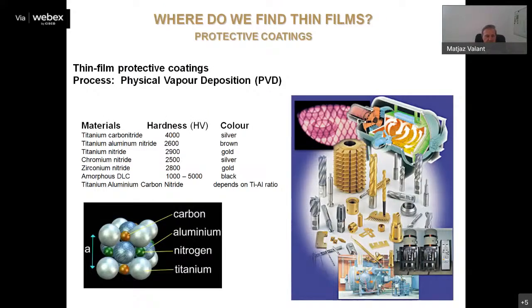Then we have protective coatings for cutting tools, for instance, and we can deposit them with something called physical vapor deposition. We will talk about that a lot later. We can deposit all kinds of hard ceramic coatings on the tools, and that significantly improves the performance of the tools. Normally cutting and drilling tools are coated. I have listed some of the materials that we coat the tools with, and these are mainly carbides and nitrides, which are really hard materials with strong hardness.